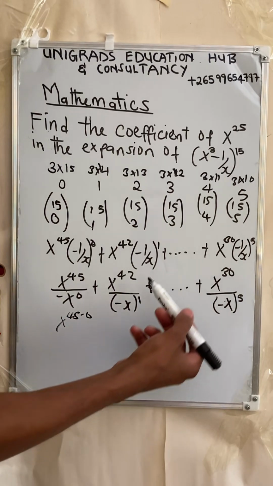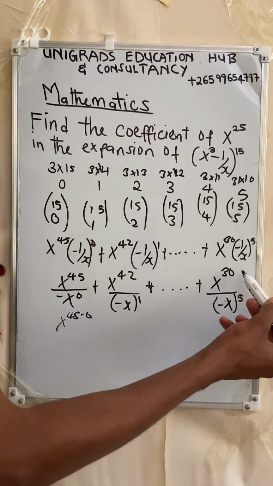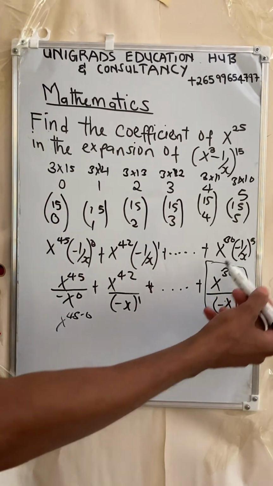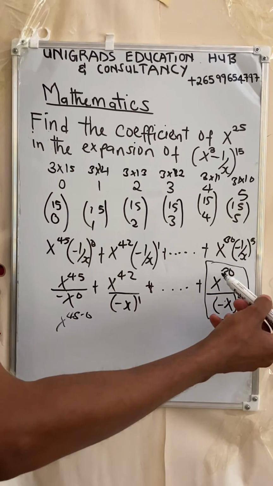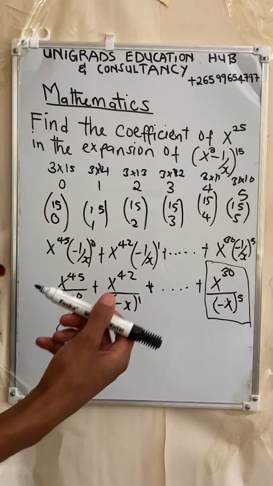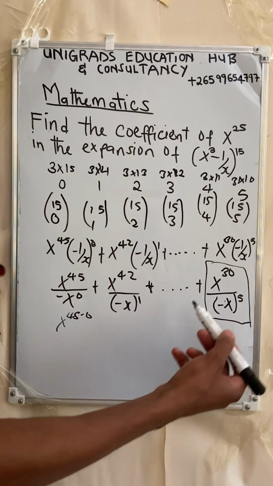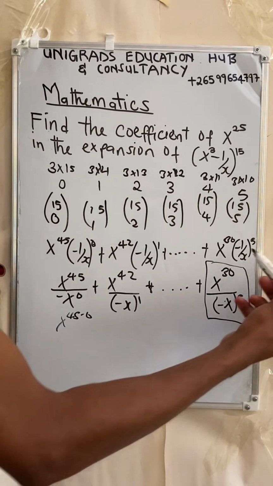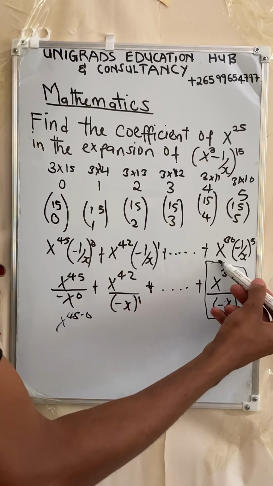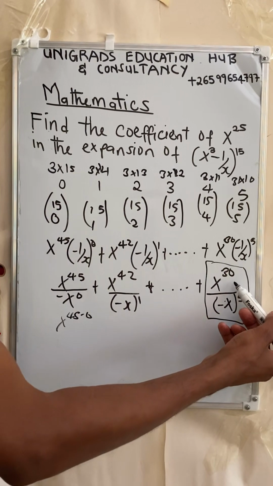We have 45 minus 0, 42 minus 1, 39 minus 2, and so on, but here we have x to the power 30 and x to the power 5, and 30 minus 5 is 25. The second thing to note is that this is a negative, and a negative number to an odd power is negative. So we have found our term.